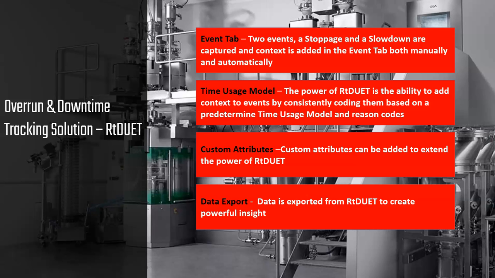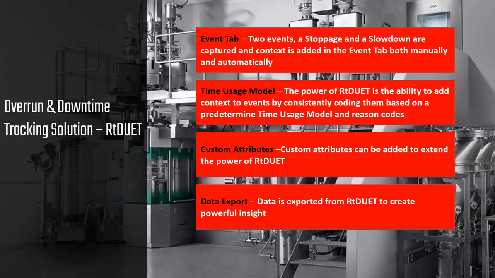Now I'll take you through some of the main features of RtDUET. The main operator interface for acknowledging and coding events is the event page. It allows the operator to easily identify new events and proceed to apply context to them using a standardized tree of reason codes. The associated time usage model allows you to classify each of the reason codes into a delay type, facilitating the generation of standard KPIs such as availability, utilization, operating efficiency, and more.